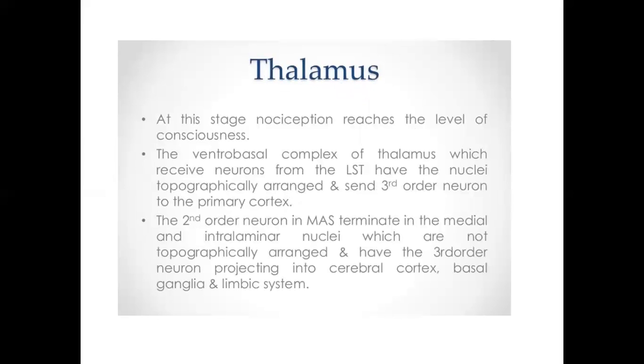The thalamus: at this stage, nociception reaches the level of consciousness. The ventrobasal complex of the thalamus, which receives neurons from the LST, has the nuclei topographically arranged and sends third order neurons to the primary cortex. The second order neurons in the MAS terminate in the medial and intralaminar nuclei, which are not topographically arranged and have third order neurons projecting into the cerebral cortex, the basal ganglia, and the limbic system.